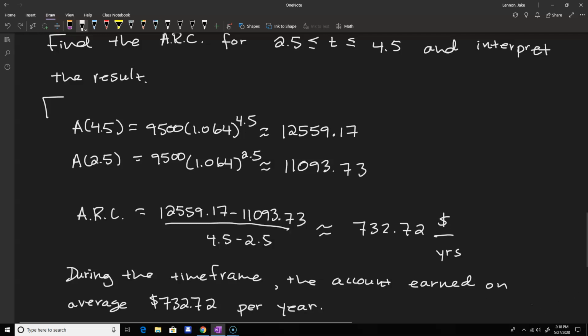So although the exponential amount is telling us the relative percentage increase per year, during the specific time frame, this is putting it in terms of actual dollars per year. Anyway, that's it. That's all I have to say for average rate of change. So we'll move on to limits next.